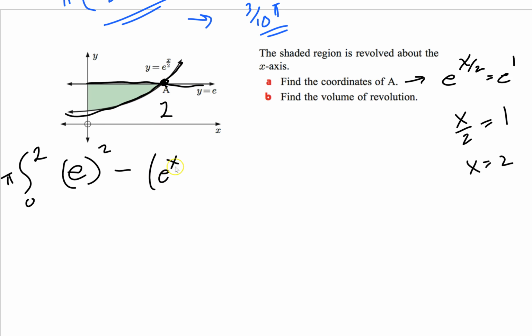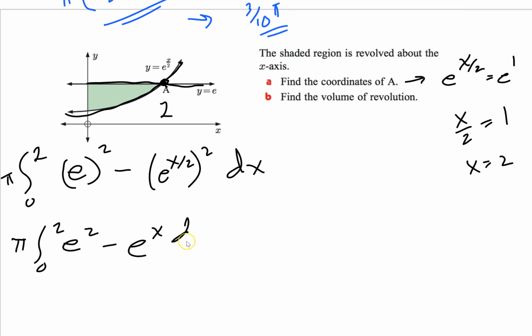So e to the x over 2 squared dx. To simplify before we actually take the integral, it's pi, 0 to 2, e squared minus e to the x dx. Now we can integrate this. Again, e squared is just a constant. There's no x there, so all you have to do is add an x there.